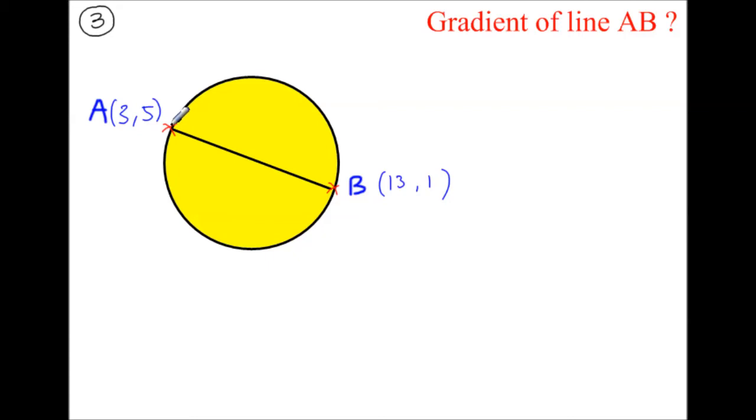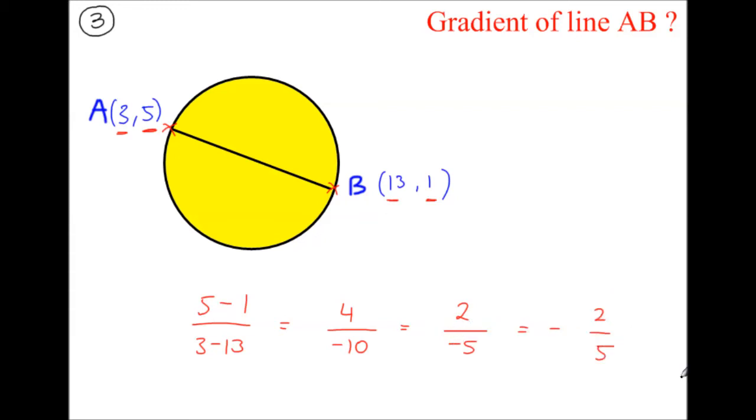The gradient of the line segment AB is the change in y divided by the change in x. So if I start from point A, then the change in y is 5 minus 1, divided by the change in x. So starting from point A again, 3 minus 13. 5 minus 1 is 4. 3 minus 13 is minus 10, which we can cancel down to 2 over minus 5. And this minus here, if we bring this out, we get minus 2/5.